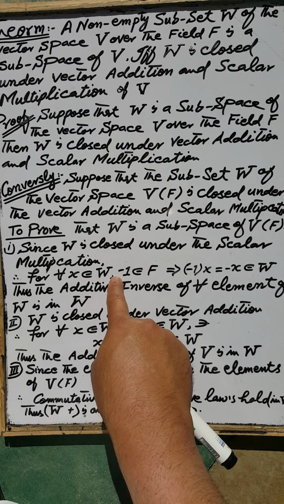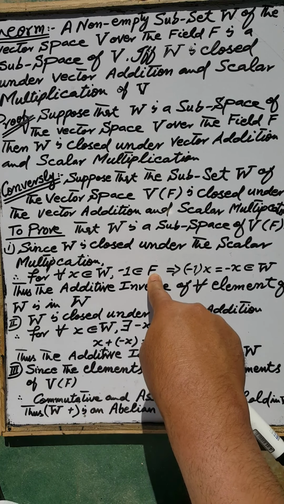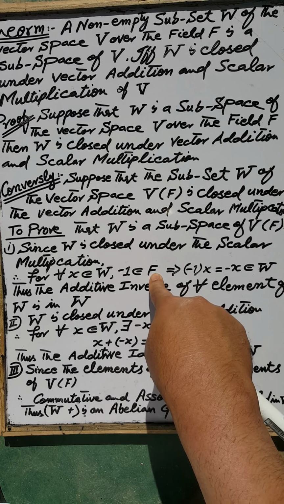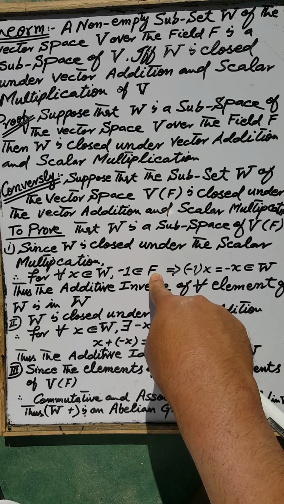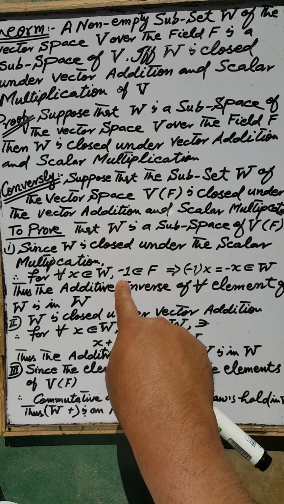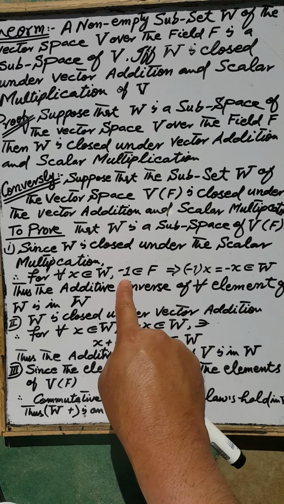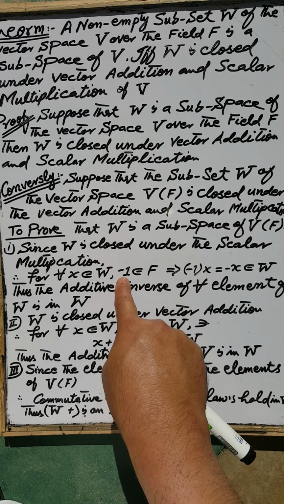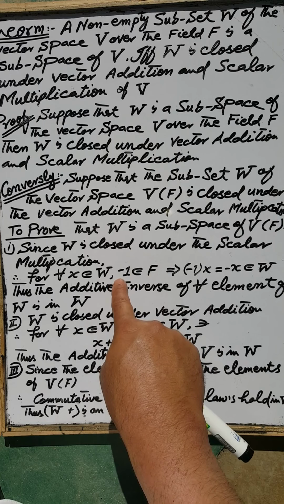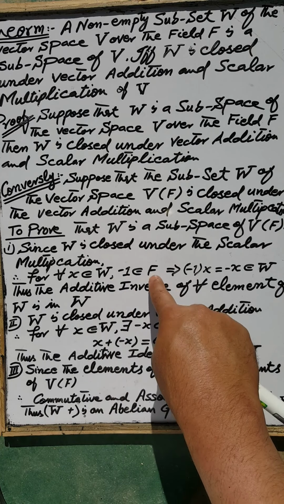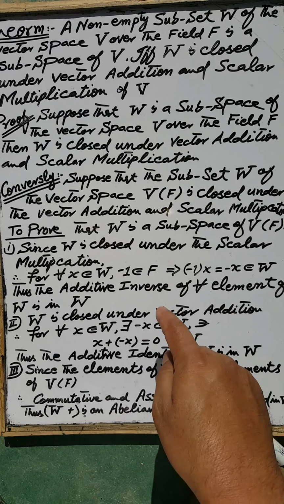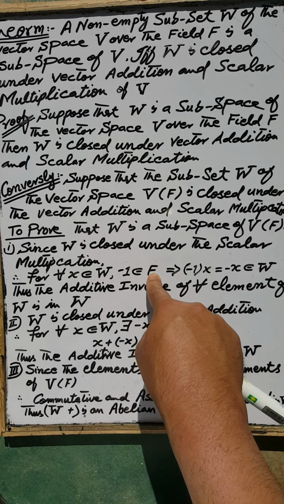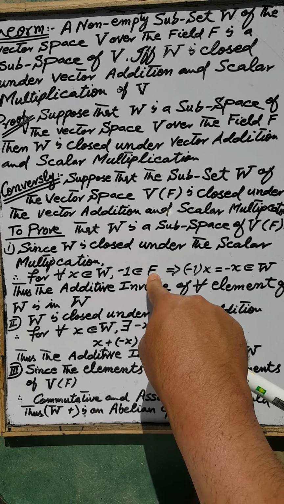and minus 1 is a scalar in the field F. Since the field F is an additive abelian group, for the element 1 there exists the additive inverse minus 1 in the field, such that 1 plus minus 1 is equal to 0, and 0 is a scalar of the field. That means minus 1 is a scalar in the field F.